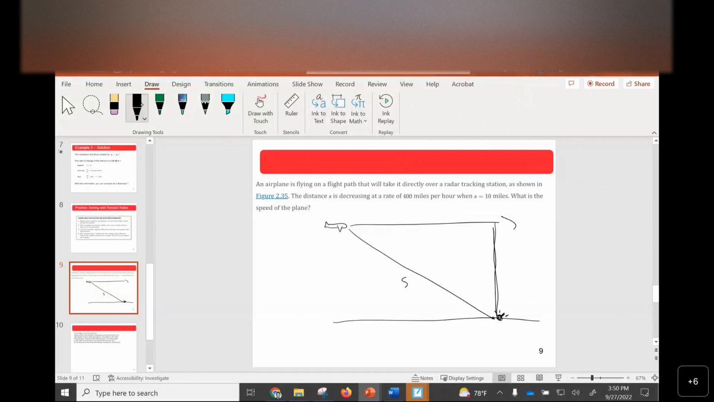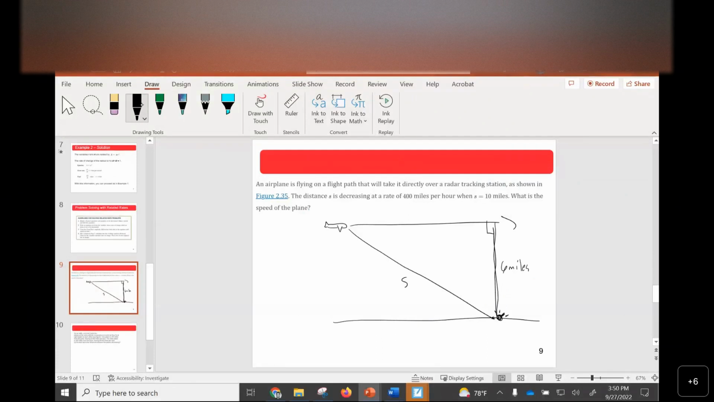All right, good. You need this as well. 6 miles. All right, that was one piece of information I didn't give you, the altitude of the plane, which I think we're going to need. Okay, so that's figure 2.35.